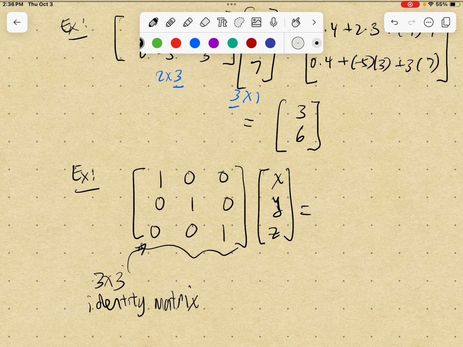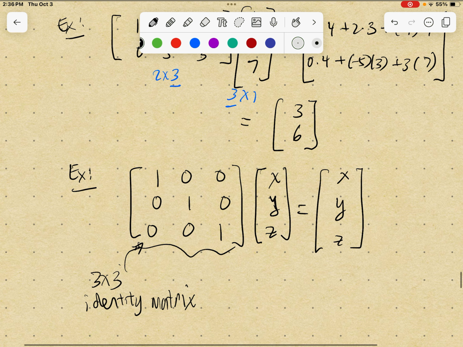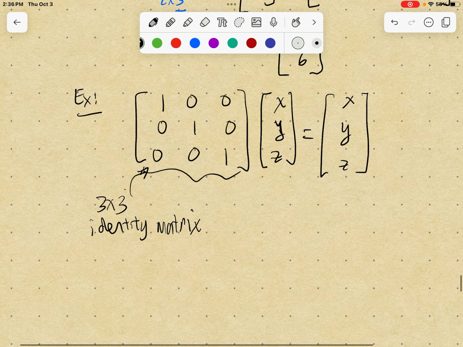Well, let's use the second way of multiplying it. The components are 1 times x plus 0 times y plus 0 times z. That's just x. And then for the second component, it's 0 times x plus 1 times y plus 0 times z, which is just y. And then the third component is 0 times x plus 0 times y plus 1 times z, which is z. So you see that this matrix times a vector gives you the same vector as the result. So it doesn't change the vector at all.